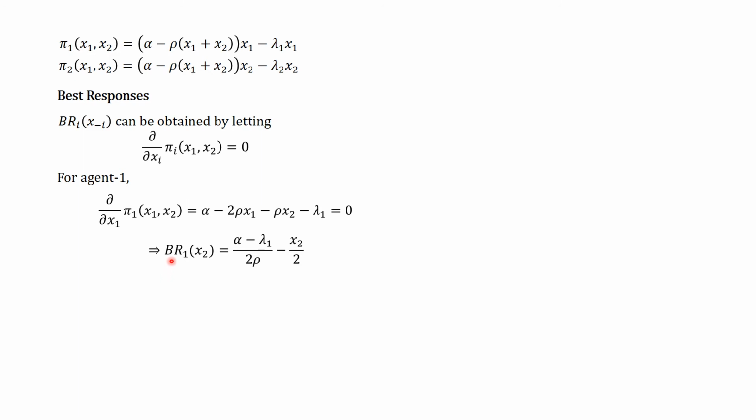When is this equal to 0? When x1, the best response to x2, we are trying to find the best response for agent 1. So this is agent 1's action here as a function of agent 2's action. That's given by, so this is x1 equals, from this expression, we get this, (alpha minus lambda 1) over twice rho, minus x2 over 2. In a similar manner, for the other agent, the best response of agent 2 would be, again, by differentiating this and letting it equal to 0 and solving for x2, what we get is x2 as a function of x1 is (alpha minus lambda 2) over twice rho, minus x1 over 2. You can observe the symmetry between the two expressions.